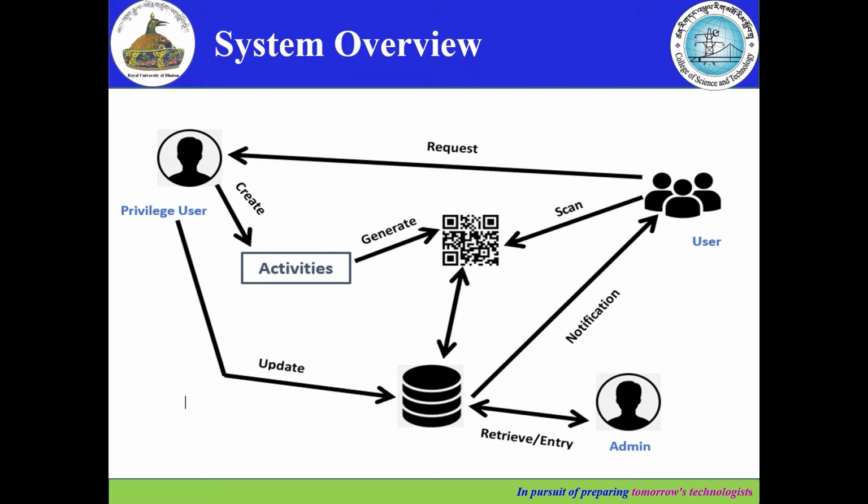And this is the overview of our system. In our system, there are three users: normal user, privileged user, and admin. The privileged user is the one who creates the activity, and the normal users are the students who participate in the activities. The privileged user can create the activities and generate the QR code, whereas the student user can scan that QR code whenever they participate in the particular activity. So all their data will be stored in the database. From the database, the admin can retrieve and enter those data.